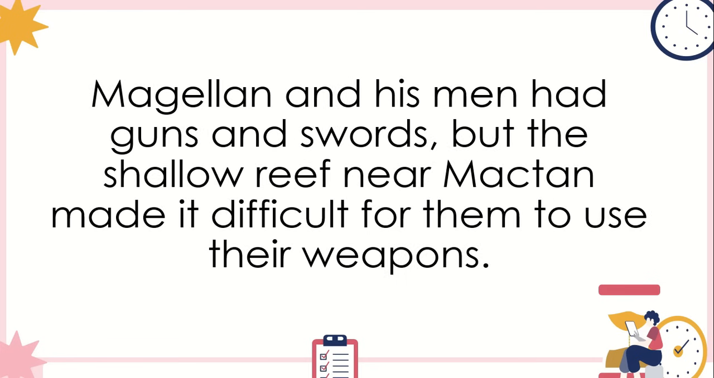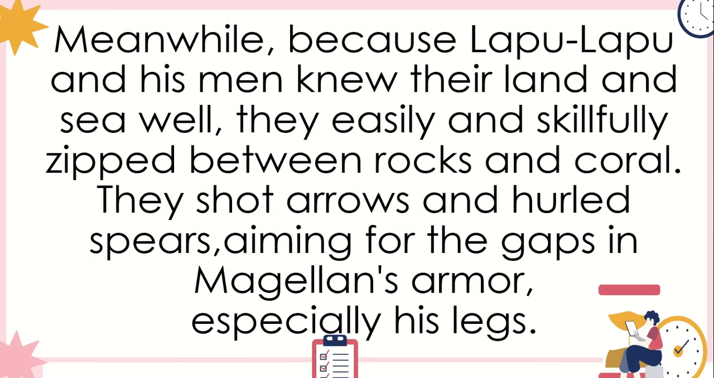Magellan and his men had guns and swords, but the shallow reef near Mactan made it difficult for them to use their weapons. Meanwhile, because Lapu-Lapu and his men knew their land and sea well, they easily and skillfully zipped between rocks and coral. They shot arrows and hurled spears, aiming for the gaps in Magellan's armor, especially his legs.